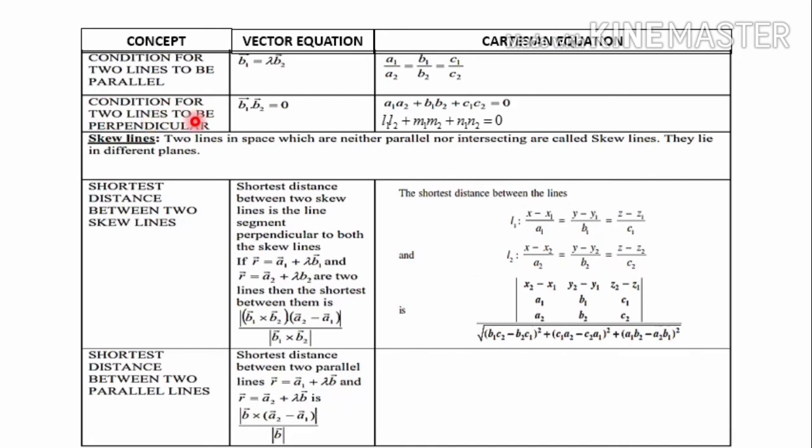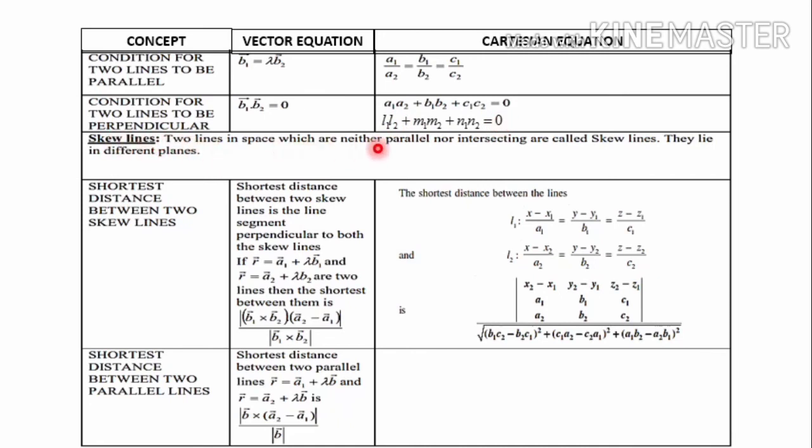Next, the condition for two lines to be perpendicular. If the vector equations are given to you, vector b1 dot vector b2 must be equal to 0. If the equations are in Cartesian form, the condition is a1 a2 plus b1 b2 plus c1 c2 is equal to 0, where a1, a2, b1, b2, c1, c2 are the direction ratios. Instead of direction ratios, if direction cosines are given, l1 l2 plus m1 m2 plus n1 n2 is equal to 0. Next, we learn about skew lines.